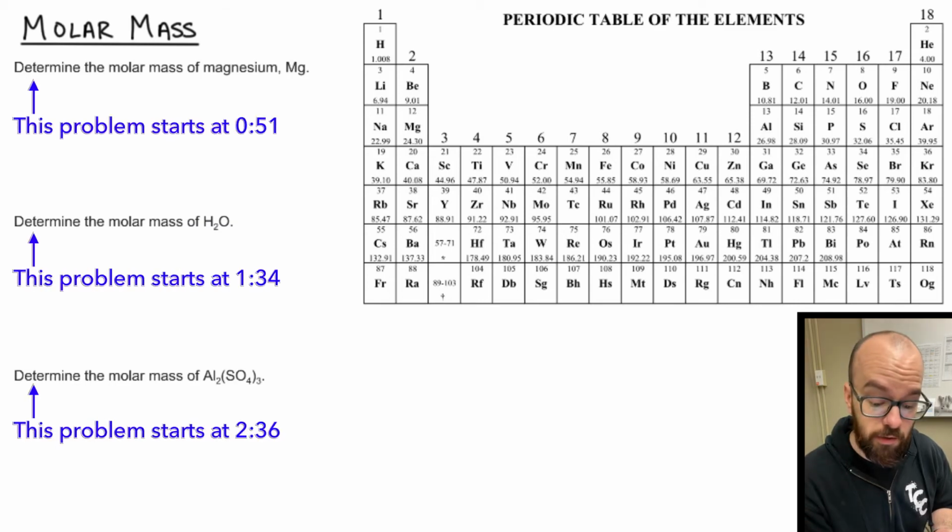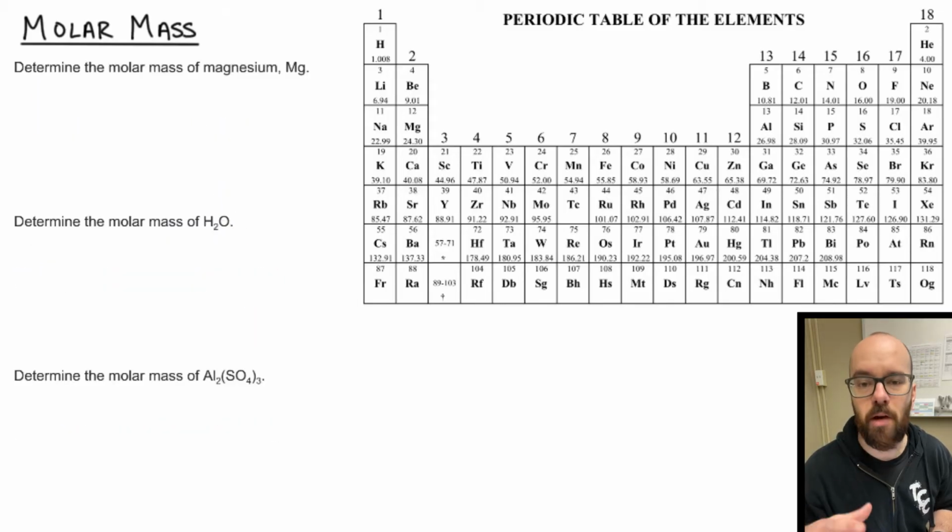So in this video, we're going to use the periodic table to determine the molar mass of a single element, of a molecule, and then a more complex molecule. Molar mass is a measurement of the amount of matter, or the amount of mass, in a mole of a substance. So in other words, if I had 6.022 times 10 to the 23rd atoms of magnesium, how much mass would that be? How much would it weigh?